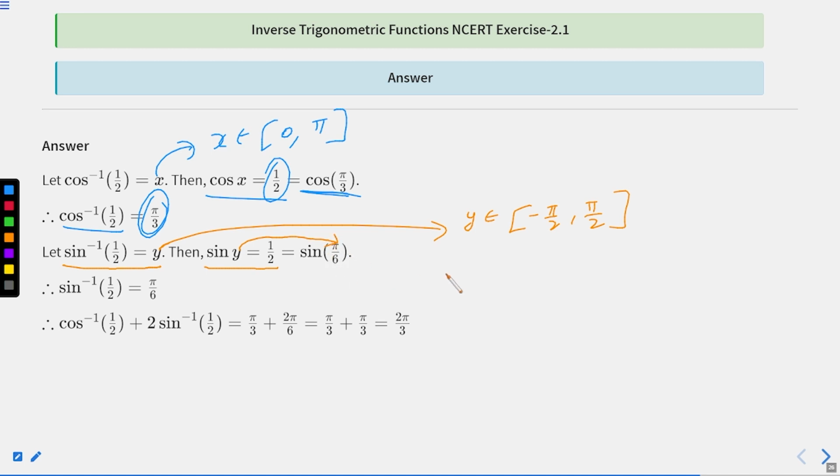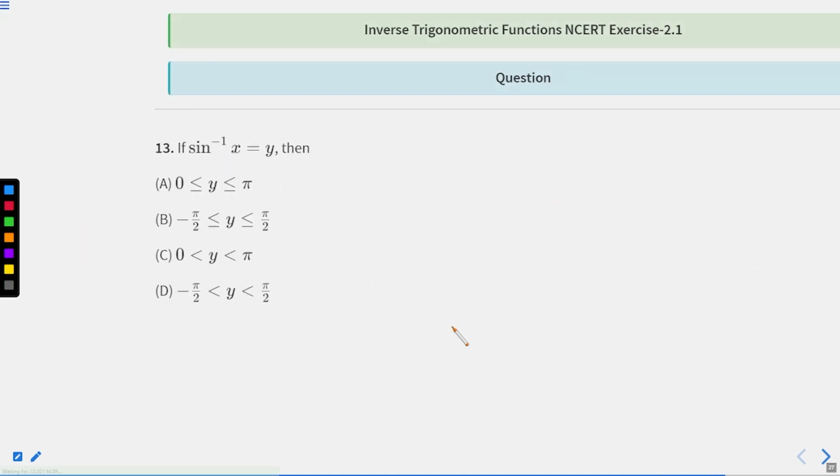Does this value y equal to pi by 6 belong to this interval? Yes, indeed. So this means that the principal value for this function is pi by 6. Now we will add both the principal values to get the final answer. So pi by 3 for this, and 2 times pi by 6, which means 2 pi by 6, which is pi by 3. So now the final answer for the given expression will be what? 2 pi by 3. Okay, let's move to next question.